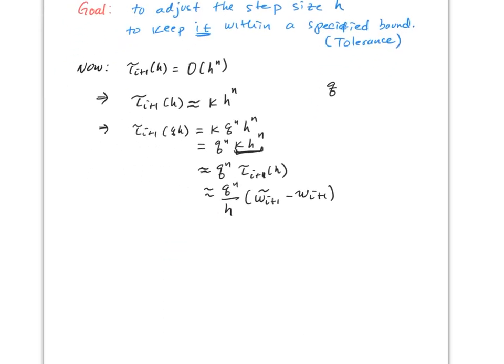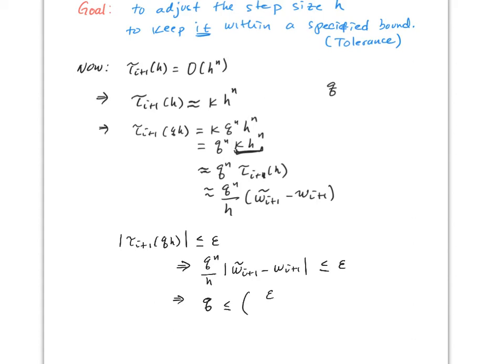if we want tau i plus 1 of qh, say, to be bounded by epsilon, then this implies the q to the n over h times the absolute value of w i plus 1 tilde minus w i plus 1 should be less than or equal to epsilon. Now we'll solve for q, and everybody should check this. This is basic algebra. You end up with the following.